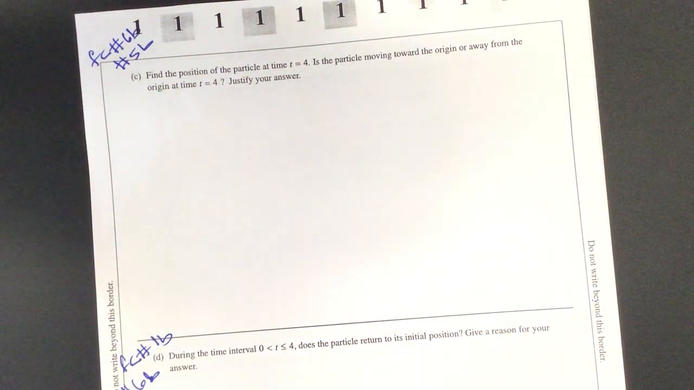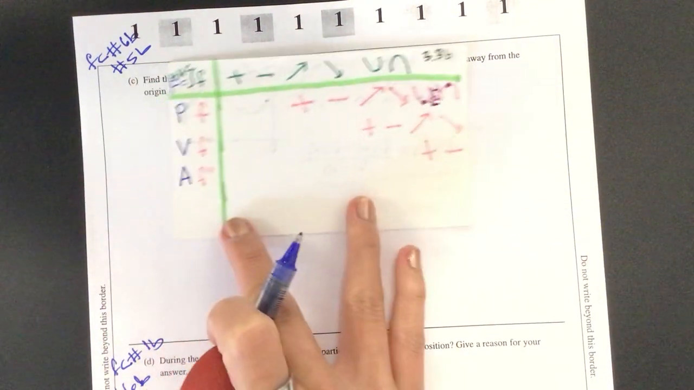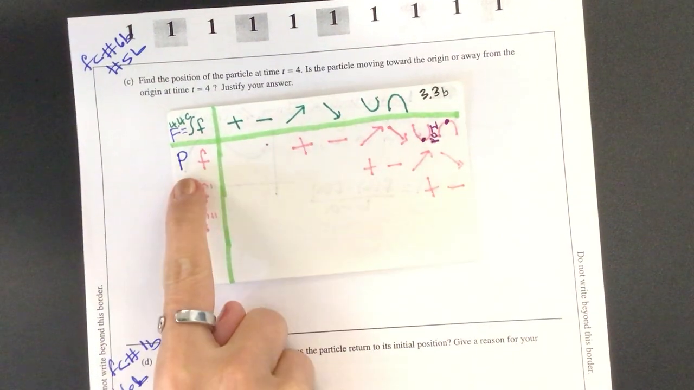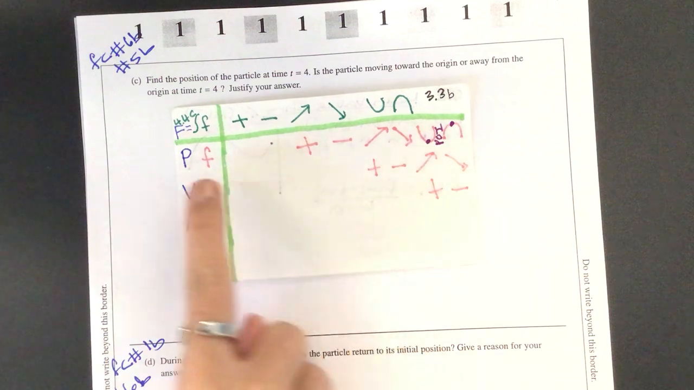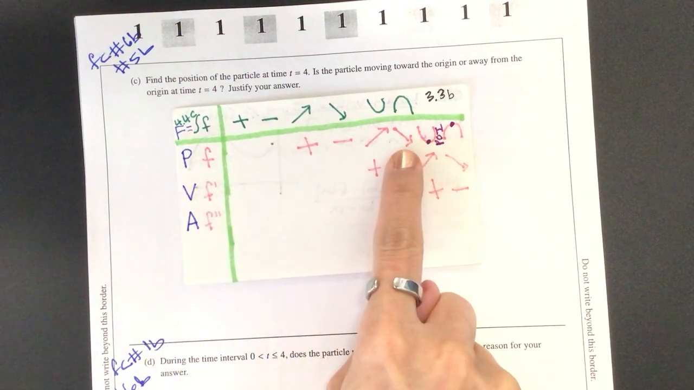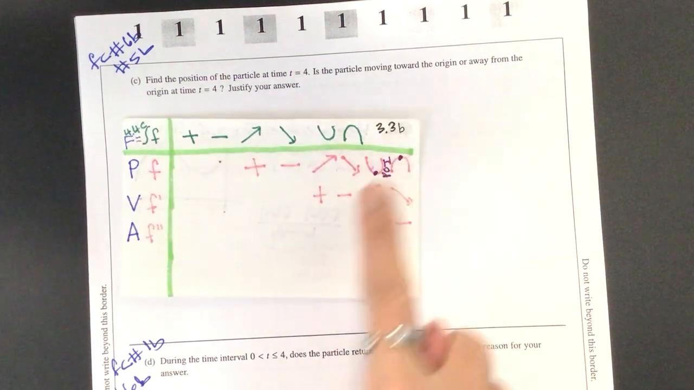Right, Kendall, let's read part C. Find the position of the particle at t equals 4. Is the particle moving toward the origin or away from the origin at time t equals 4? Justify your answer. Okay, I'm going to bust out my 2 of them. The first one, my particle is moving away if it is what? Positive. My particle, when it's negative, it is getting closer. Do we see that? Okay? Y'all good with that piece?